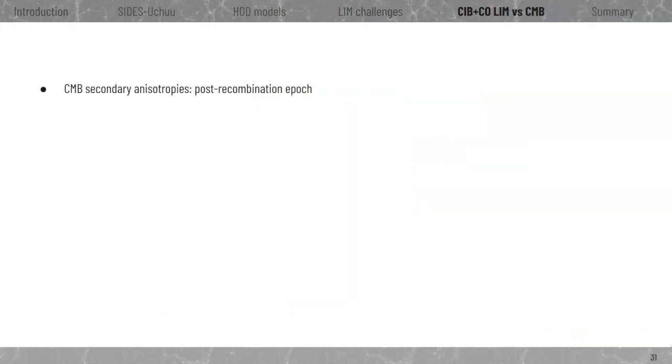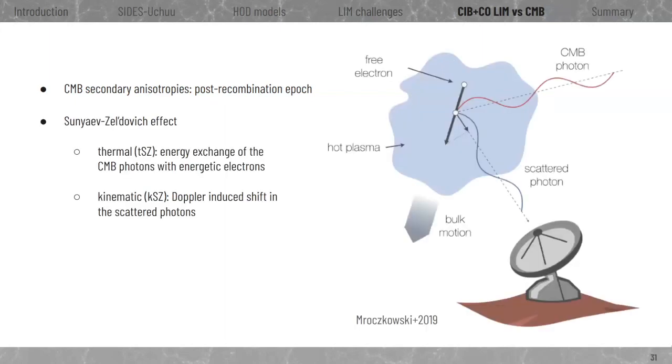The CMB anisotropies have a lot of information, specifically the secondary anisotropies, they tell us a lot about the post recombination epoch. If we focus particularly on the anisotropy called the Sunyaev-Zeldovich effect, which is simply the distortion of the CMB photons while they travel through a cloud of energetic electrons. This effect has two components, the thermal Sunyaev-Zeldovich effect, which is simply the thermal exchange of energy between the CMB photons and the electrons, and the kinematic effect that is just the Doppler shift in the CMB photons due to the bulk motion of the electron cloud.